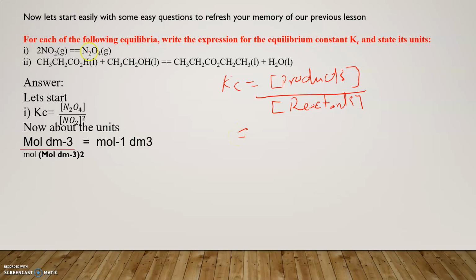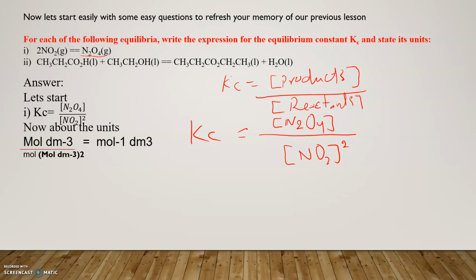So actually the reactants in this case, let's do that. The product is N2O4, and here there's 1 mole, so it's N2O4. That's it. For the reactants, I'm sorry, it's 2 moles of NO2. So this is the reactants, NO2 to the power of 2. So this is the Kc expression for that equation, which is equation 1.